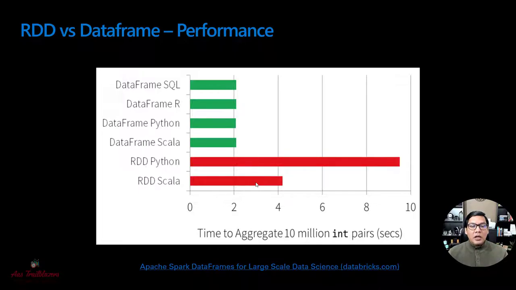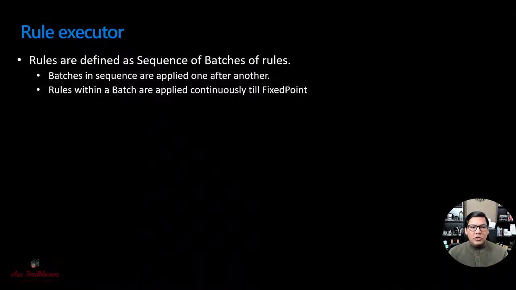However, when we use the DataFrame API, irrespective of whether we are using SQL or R or Python or Scala, all this code goes through the same Catalyst Optimizer, and at the end, optimized code gets generated. It doesn't matter which language we are choosing. At the end, we are expected to get a similar level of performance. And this is what you can see on those green bars. So in all of these 4 cases, the team who did this test found out that irrespective of what language we are using, it's going to take the same amount of time.